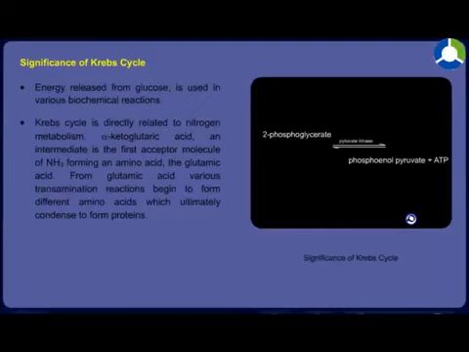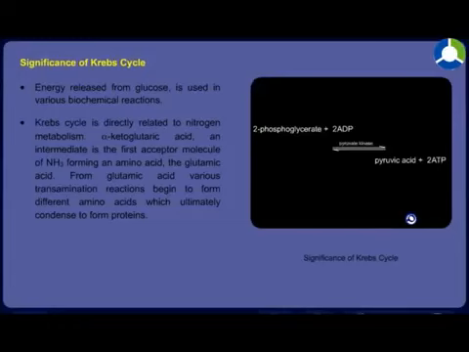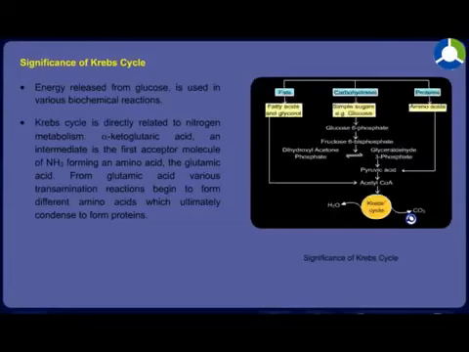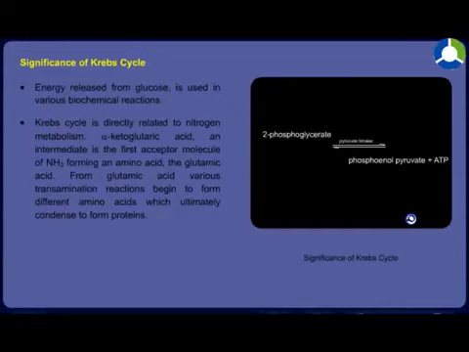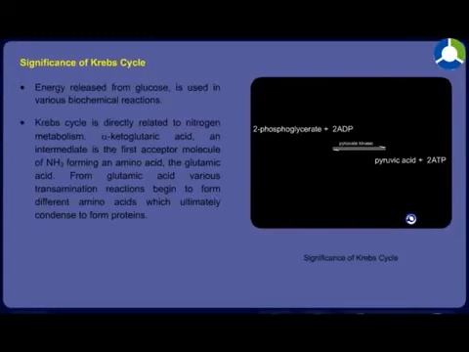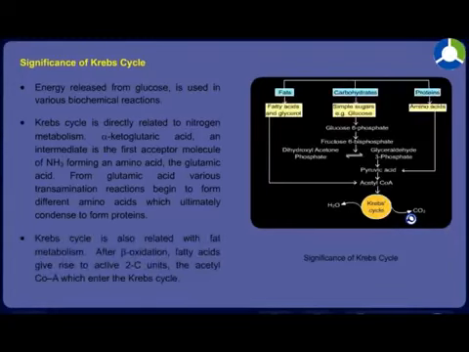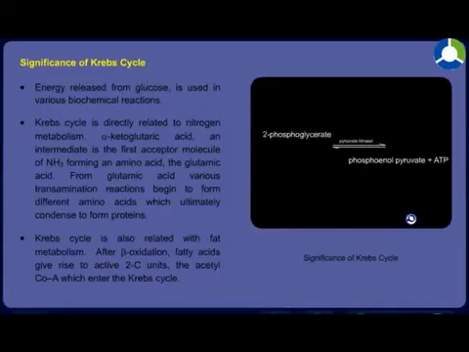Krebs cycle is directly related to nitrogen metabolism. Alpha-ketoglutaric acid, an intermediate, is the first acceptor molecule of NH3, forming an amino acid, glutamic acid. From glutamic acid, various transamination reactions begin to form different amino acids, which ultimately condense to form proteins. Krebs cycle is also related to fat metabolism. After beta oxidation, fatty acids give rise to active 2C units, the acetyl CoA, which enter the Krebs cycle.